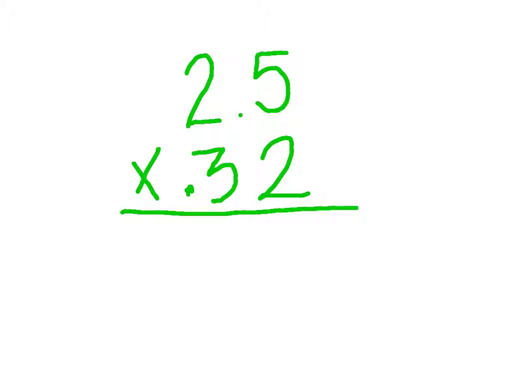I start with my first number, 2. 2 times 5 is going to be 10. Put the 0 down, carry the 1. 2 times 2 is 4, plus 1 is 5.